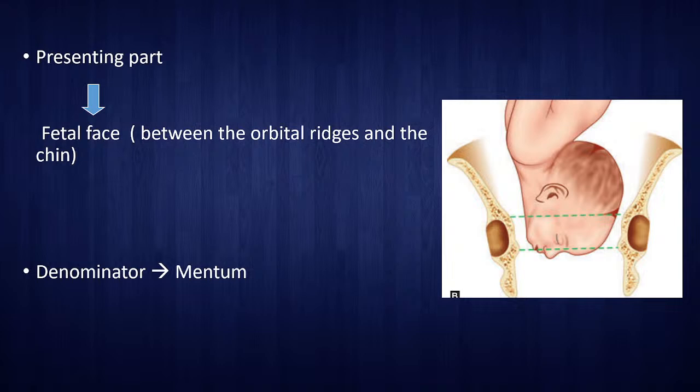So what are the things there? This is the orbital ridge, to the chin. The structure between the orbital ridge and the chin is the presenting part. The denominator is the mentum. Denominator means the part of the presenting part which lies in a certain part of the pelvis, so that you can describe the labor process correctly. Got it? The denominator is the mentum.